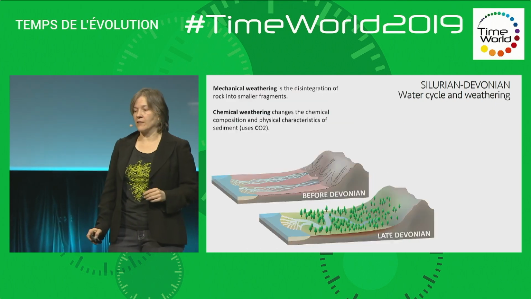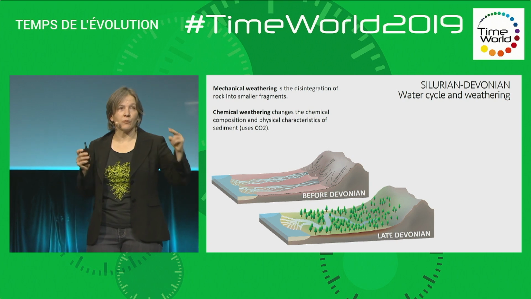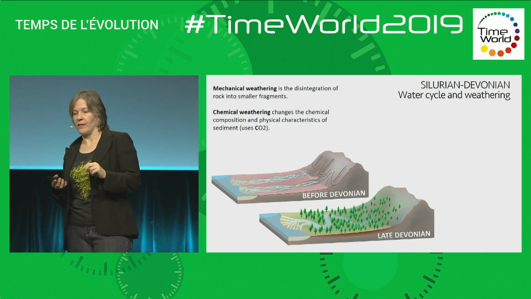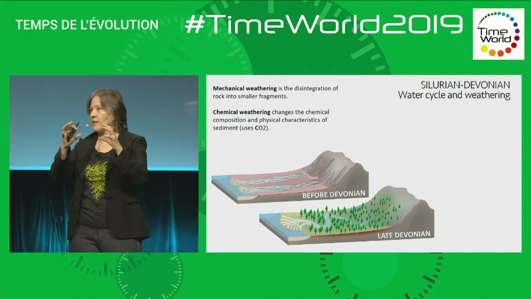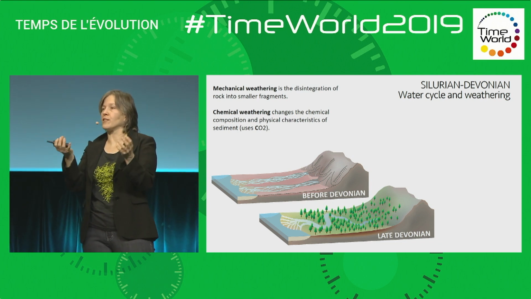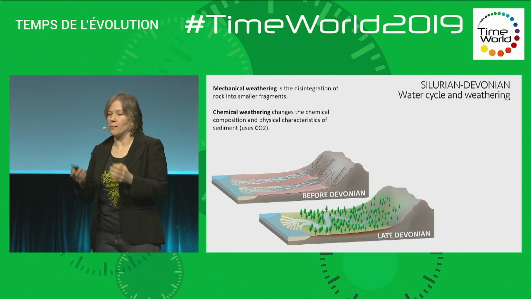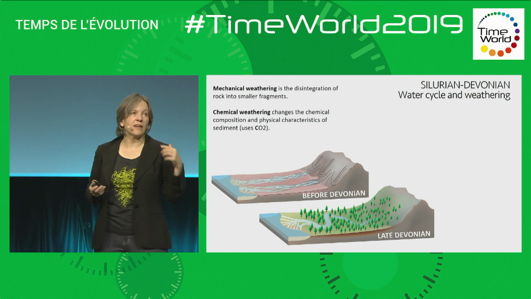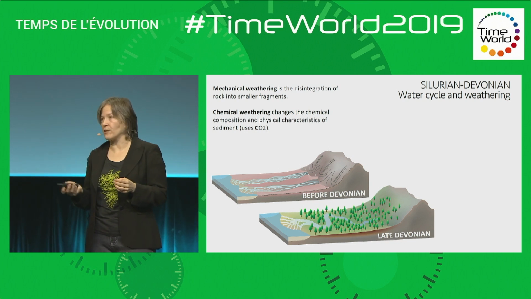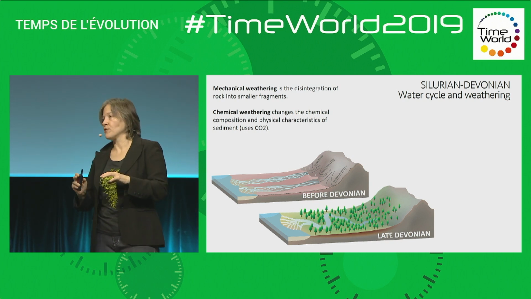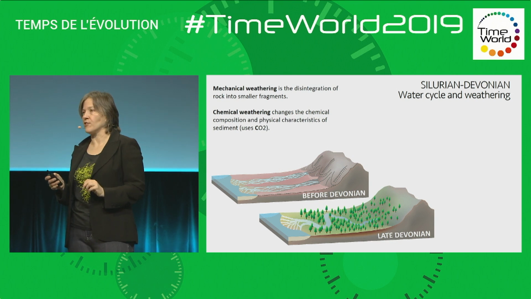But it also has an effect on the water cycle and weathering. So first I'm going to tell you the difference between what we call mechanical weathering and chemical weathering. Mechanical weathering is if you have a rock and wind or water or something else gradually turns it into smaller particles of the same minerals. So it just breaks it up into smaller pieces. Chemical weathering actually changes the chemical composition of the particles and also the physical characteristics of the material. I'm not going to show you chemical formulas of that because there are a lot, but that process actually takes up CO2.